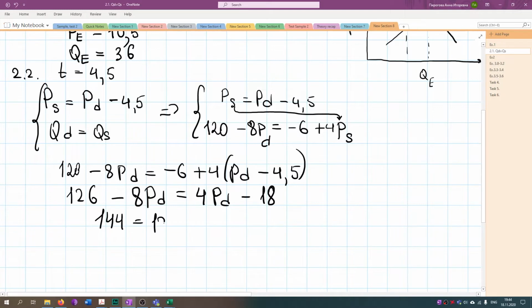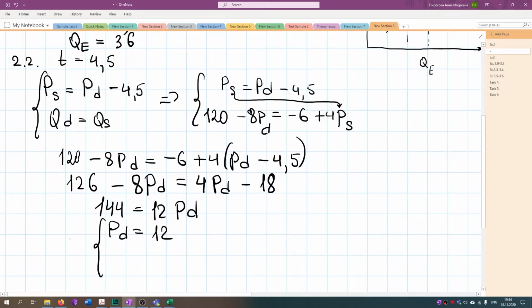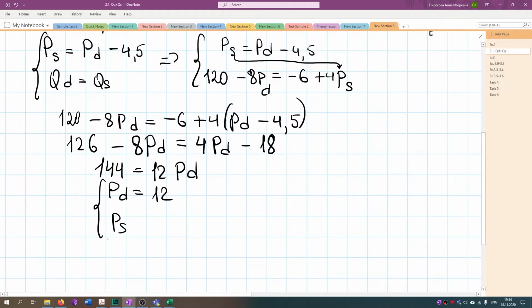144 is equal to 12 price. So our price is equal to 12. Our price for suppliers according to the formula is equal to price of buyers, which is 12, minus 4.5, and it is equal to 7.5.